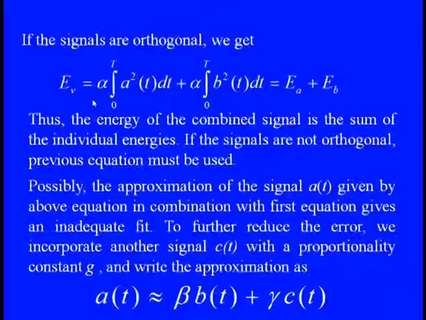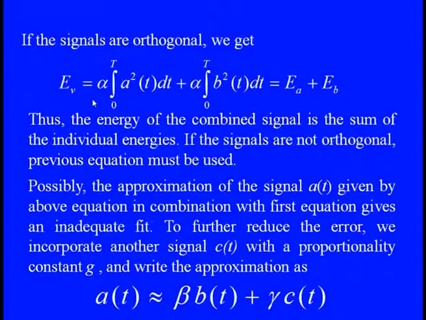So, for the orthogonal case, when we add the signals, the energy associated with the signal is nothing but alpha times the integration of A square of t dt plus alpha times the integration of B square of t dt. So, we have the energy as the individual terms E A plus E B. When we talk about the energy of the combined signal, it is the linear algebraic summation of the individual energies, and if the signals are not orthogonal, certainly the previous equation which we used is valid.